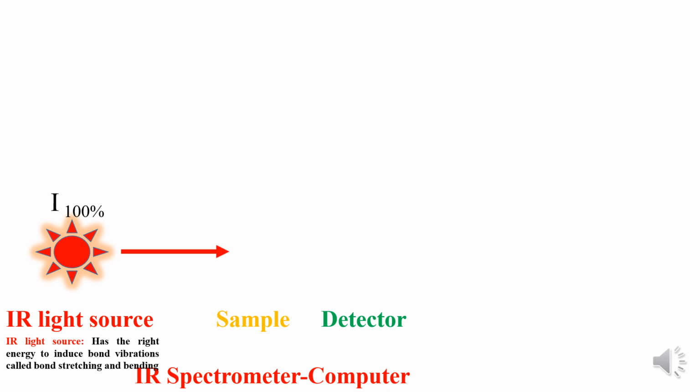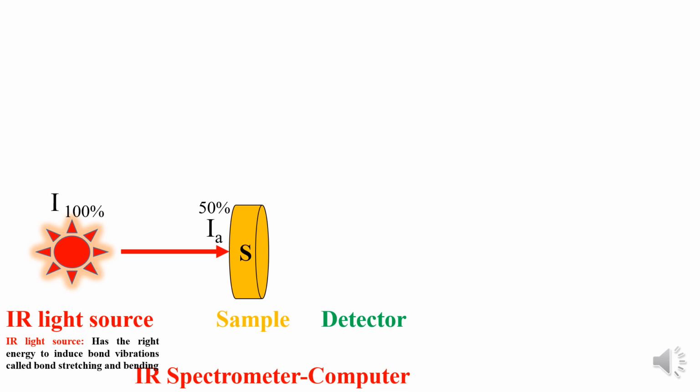Now when the IR radiation given out by the source strikes the sample, a certain amount of the incoming IR radiation is absorbed. Let's say for example 50% of the incoming IR radiation is absorbed by the sample, and let us represent it by IA. So IA is the intensity of IR radiation absorbed by the sample.